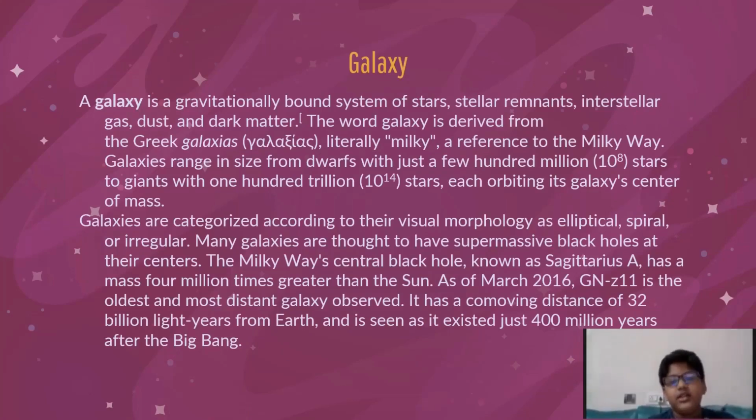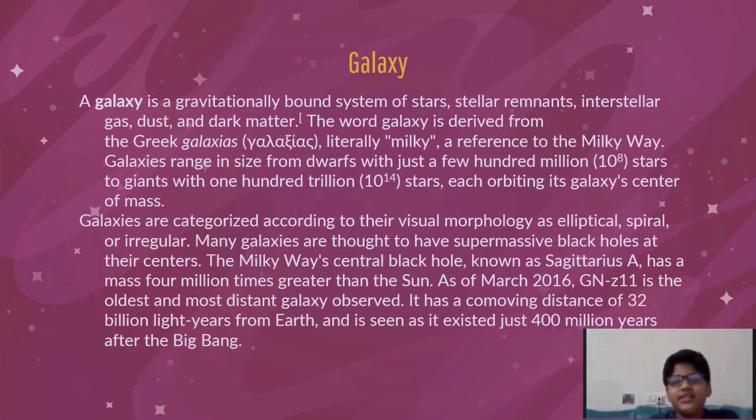A galaxy is a gravitationally bound system of stars, stellar remnants, interstellar gas, dust, and dark matter. The word galaxy is derived from the Greek galaxias, which means Milky Way, a reference to the Milky Way galaxy. Galaxies range in size from dwarfs with just a few hundred million stars to giants with 100 trillion stars, each orbiting its galaxy's center of mass.